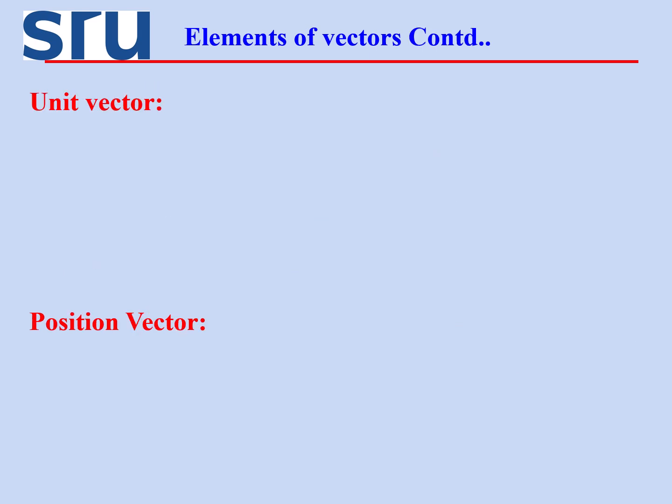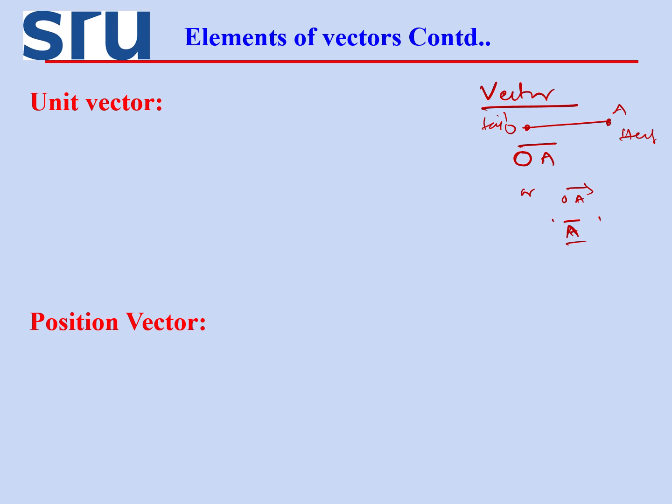Next, how can we represent the vector? Representation of the vector. The vector is represented, for example, OA. It starts from O. This point is called the tail and this point is called the head. We can represent it like this, or OA with an arrow mark, or we can simply represent it with a bar over the vector.